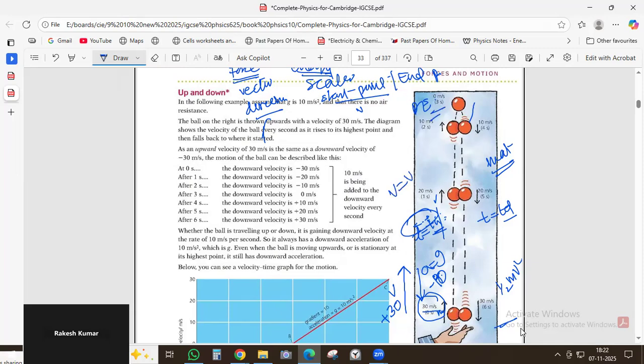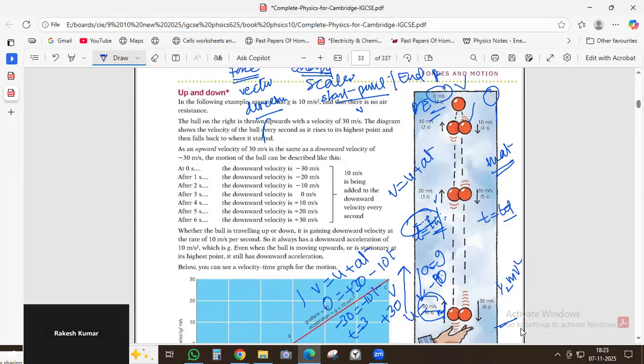You see, v is equal to u plus at. V is 0 if it goes right to the top, because it stopped there. U is 30. So v is equal to u plus at. 0 is equal to plus 30, minus 10t. So this minus 30 comes here, minus 10t, and t is 3 seconds. That's why 3 seconds.